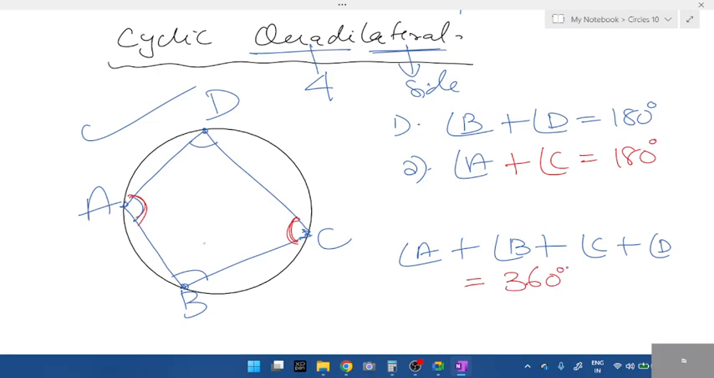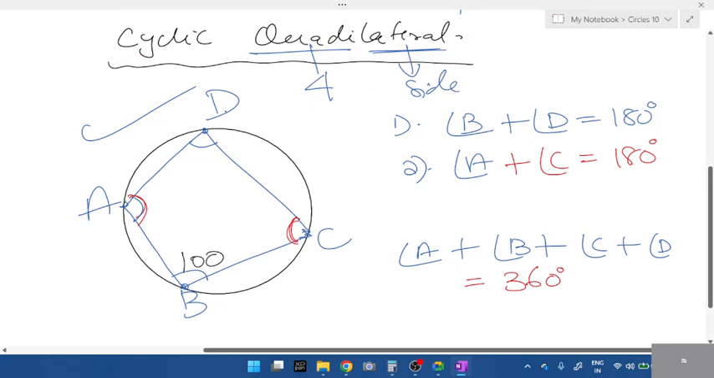See, I didn't tell you it is equal, students. First, let me complete. Most of the students misunderstand this. If I write 100 here, what is the total value for B and D together? It should be 180. If it is 100, what is D value? Yes, 80. Students misunderstand and they write 100 here. They're not equal. Their sum should be 180 degrees.